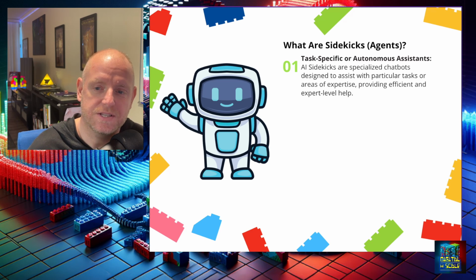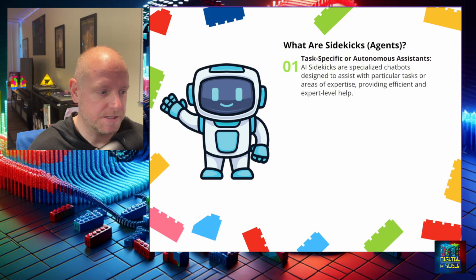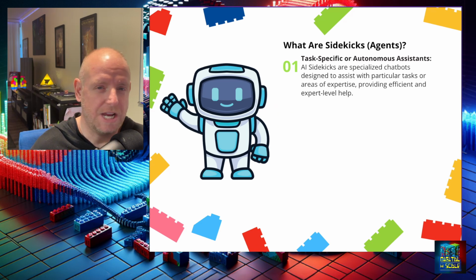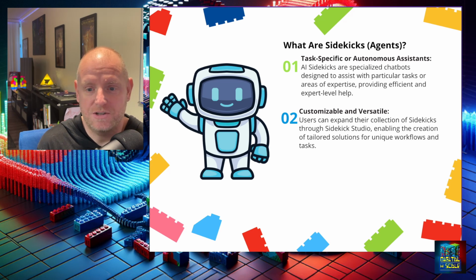So first off, what are sidekicks? Well, basically, when you hear me say sidekicks, they are essentially agents. They can be task specific or they can be autonomous, but essentially they're kind of like your workers. You can chat with them, they can do particular items, and today we're going to be creating one called the Admin Sidekick. And really, at the end of the day, sidekicks and agents are very customizable. They're very versatile. They can be used in lots of different ways, as you're going to see today and throughout this course. And you can build them in the Sidekick Studio in Answer AI.